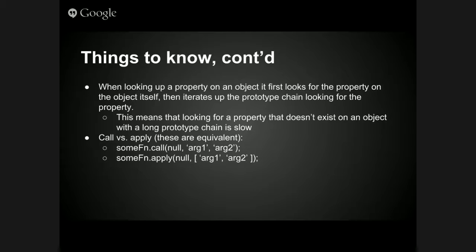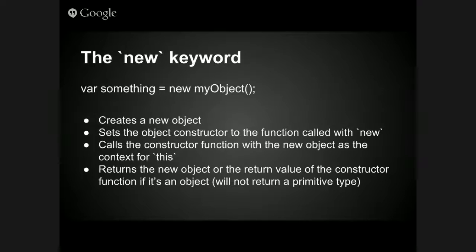Another thing that needs to be mentioned. It's important to understand there are two, well, this kind of gets into context, so maybe I'll hold off on that for a second. Just to understand exactly what's happening when you use the new keyword, it actually creates a new object. It sets the object's constructor to the function called with new, and then it calls the constructor, taking that object and setting it as the this context for the function as it's running, and then it returns the new object.